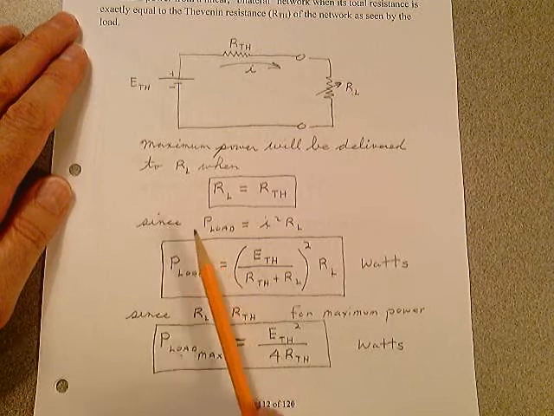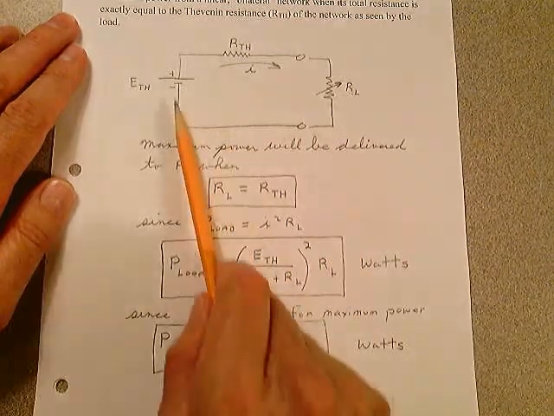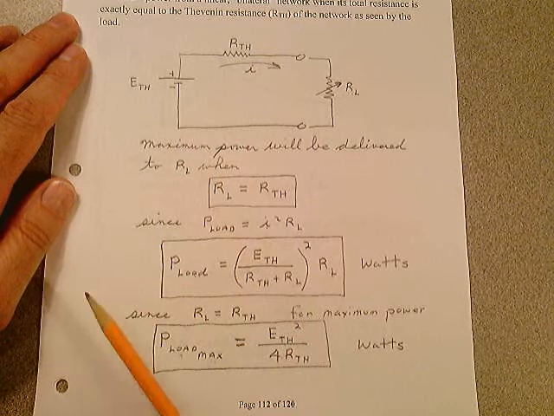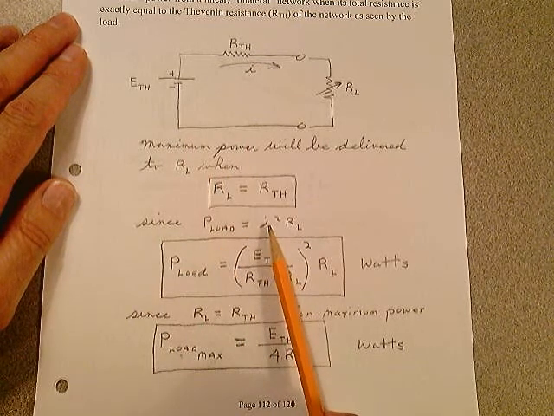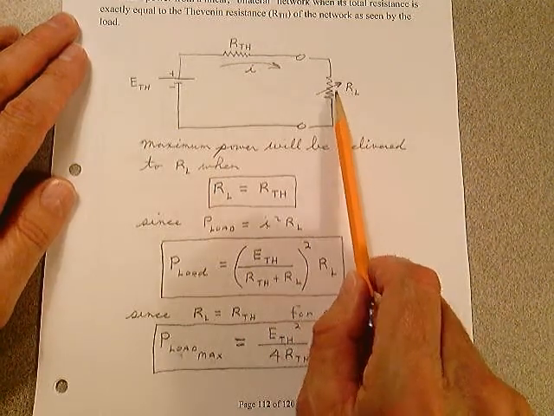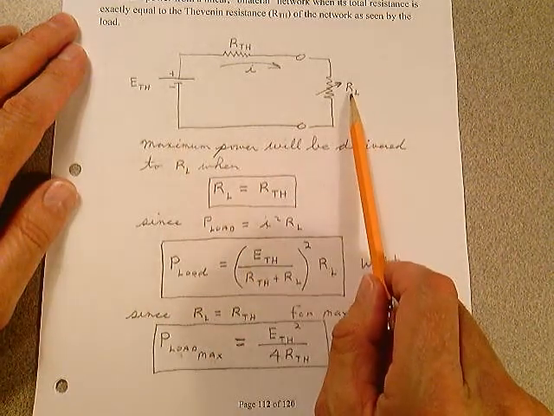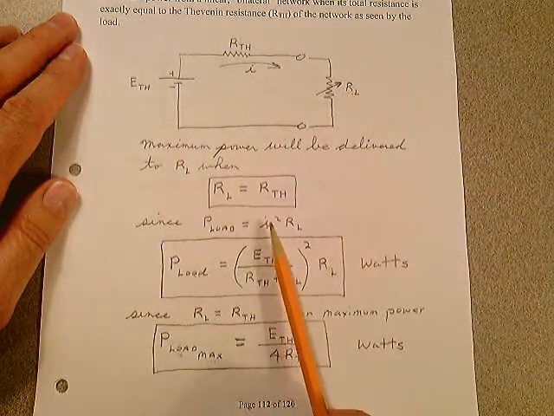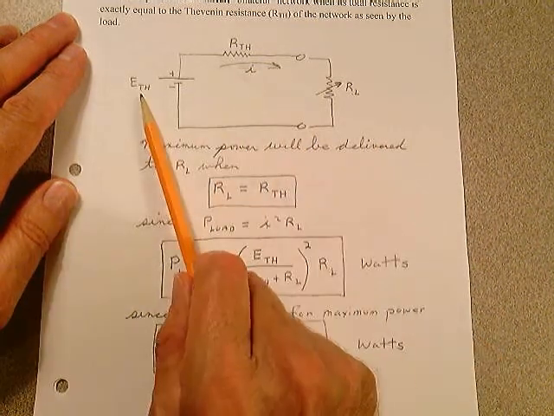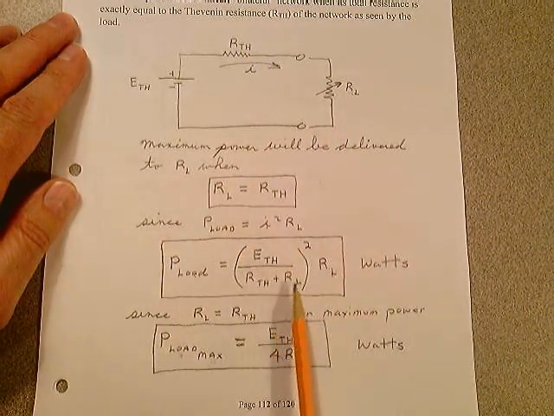Since the load RL is in a series circuit, this Thevenin equivalent, the power in the load is equal to the current squared times the resistance. This power in this load resistor is simply equal to the current flowing through it squared times the resistance. We can make a substitution for the current. We know the current in this circuit is equal to the total voltage E Thevenin divided by the sum of these two resistances, which is R Thevenin plus RL.